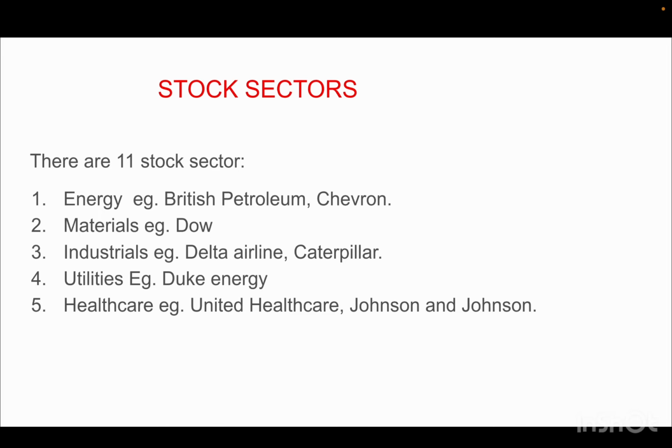Number four is utilities. The utility sector includes companies that provide gas, electricity, water, etc. So you can have Duke Energy, which produces electricity. And then you can have National Grid. National Grid also provides electricity.